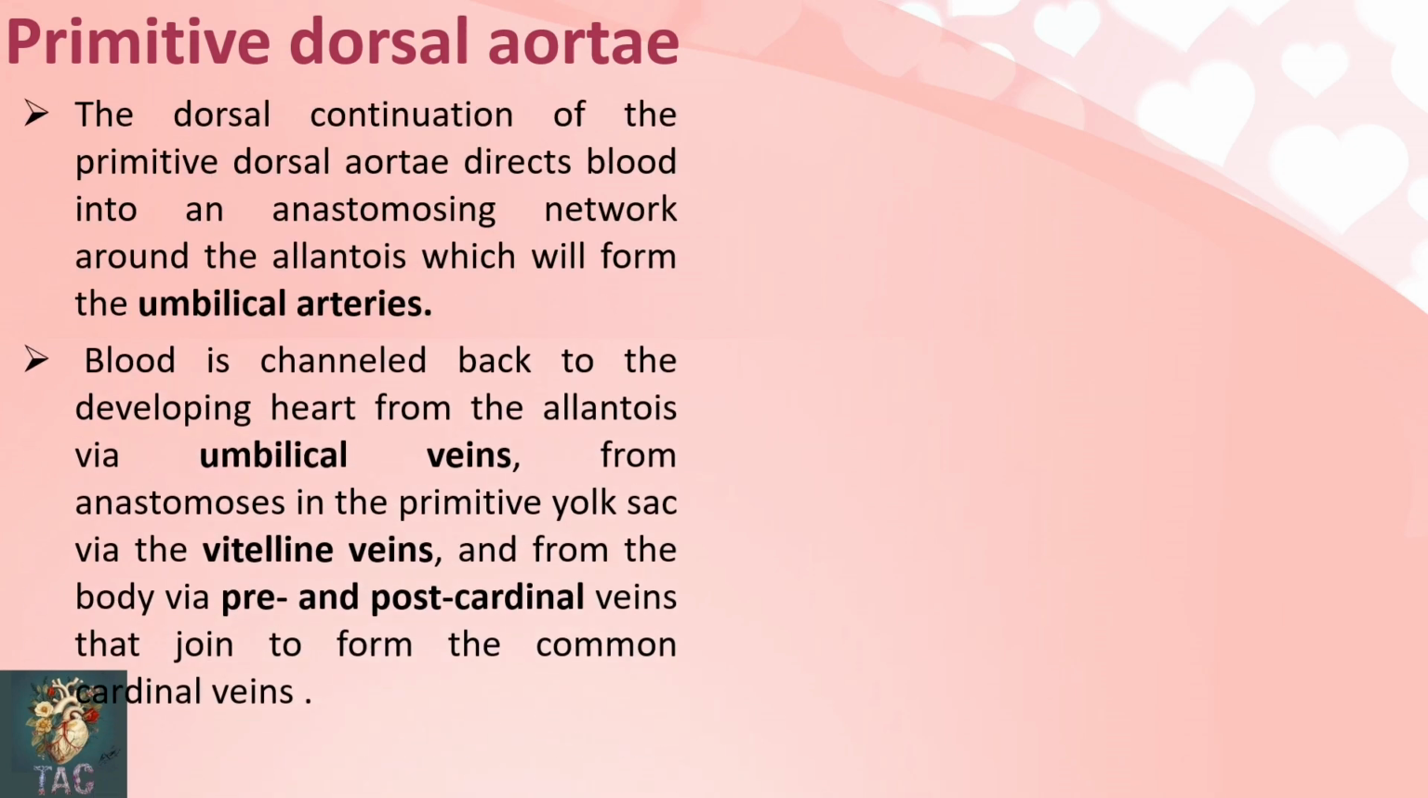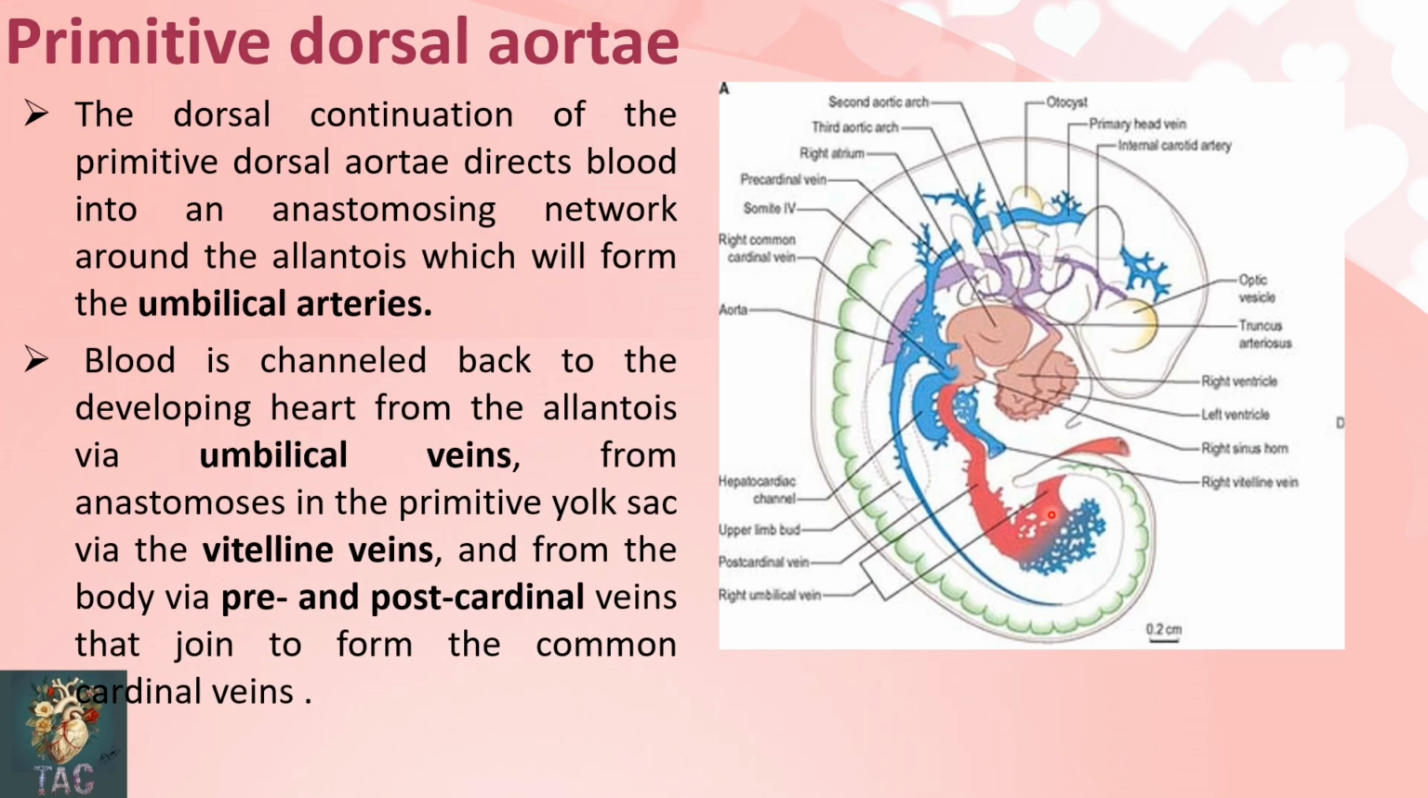So in this diagram you can also see all of the same arrangement. This is the area of the developing heart. Here you can see the right atrium is present, right ventricle is present, left ventricle is forming, and the right sinus horn is here. And in this area you can see this is the right common cardinal, this is the precardinal, also called the anterior cardinal. This vessel is called post-cardinal, also called the posterior cardinal vessel and vein. Posterior and anterior cardinal veins forming the common cardinal vein.